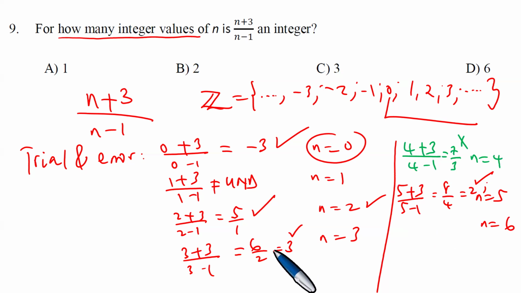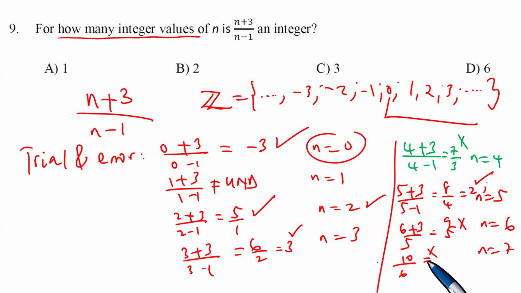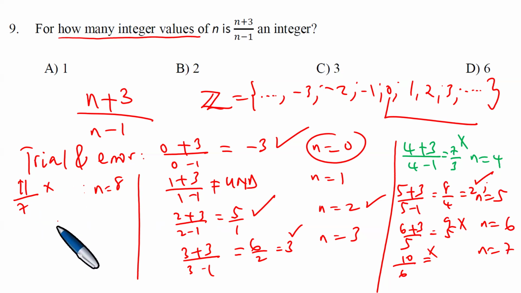n equals 6. We have 6 plus 3 over 6 minus 1, which is 9 over 5. It's not an integer. n equals 7. 7 plus 3 is 10 over 6. It's not an integer. n equals 8. 8 plus 3, 11 over 7. Not an integer. n equals 9. We have 9 plus 3, which is 12, divided by 9 minus 1, which is exactly 8.